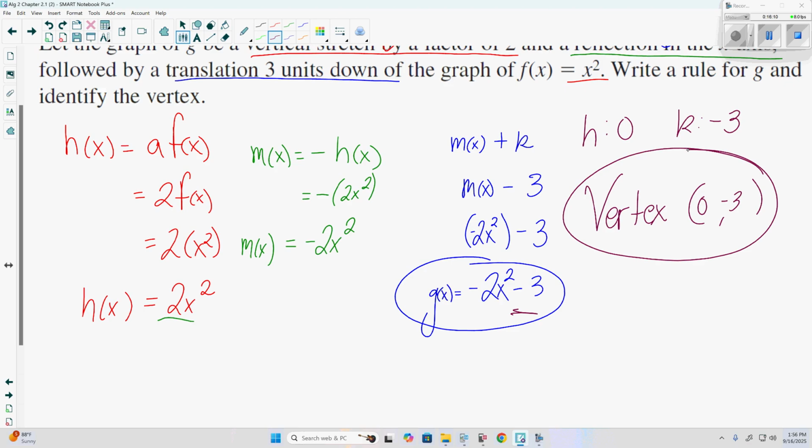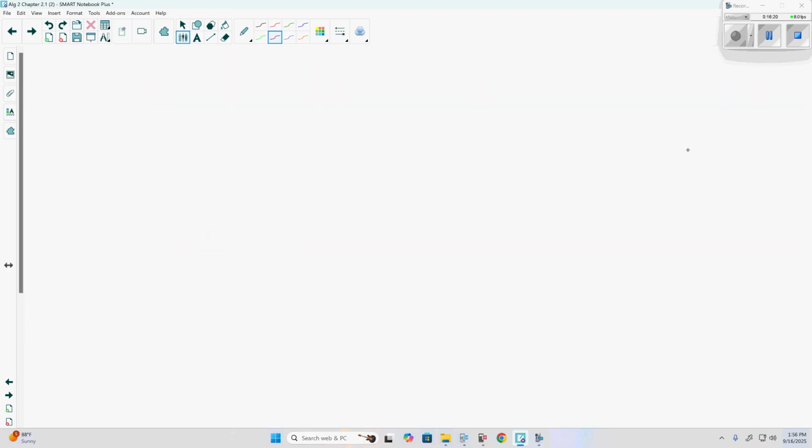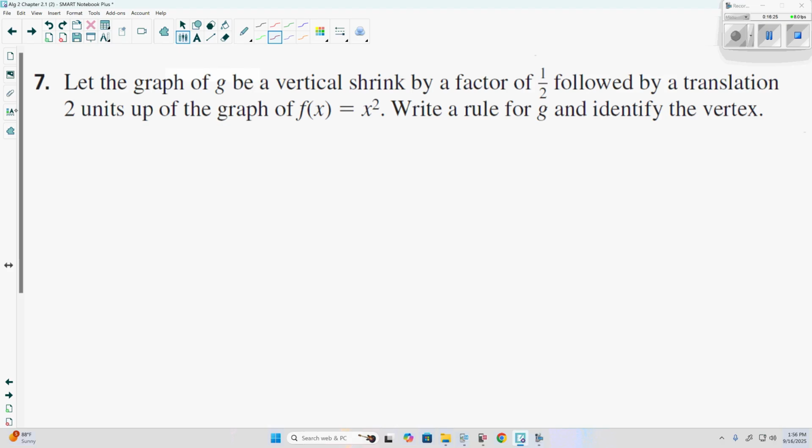Questions on this here? We ready for the next one? So, let the graph of G be a vertical shrink by a factor of 1/2, followed by a translation 2 units up of the graph of f of x equals x squared.